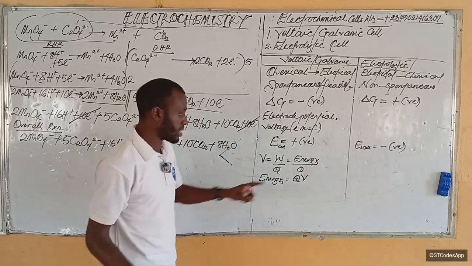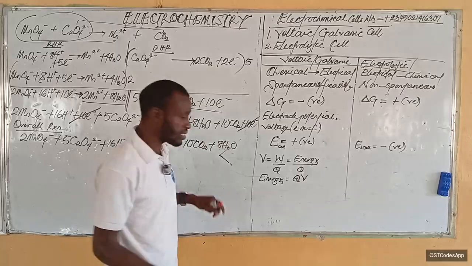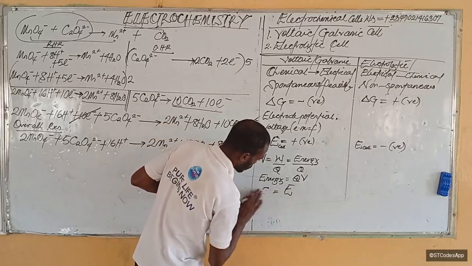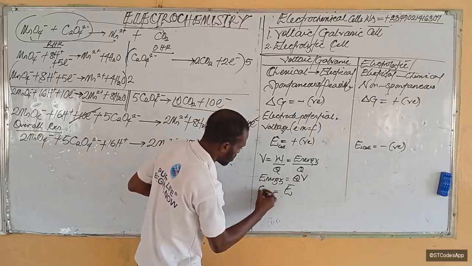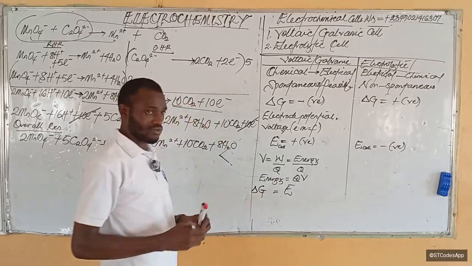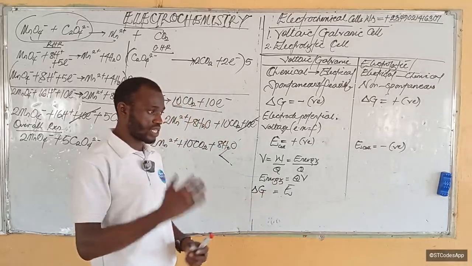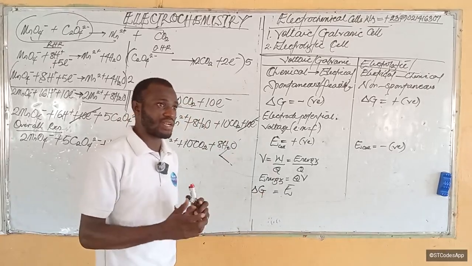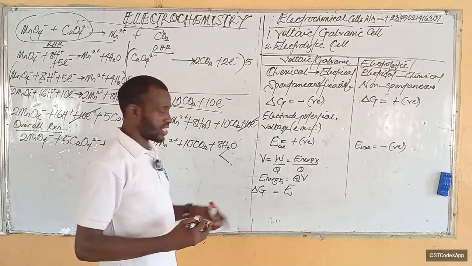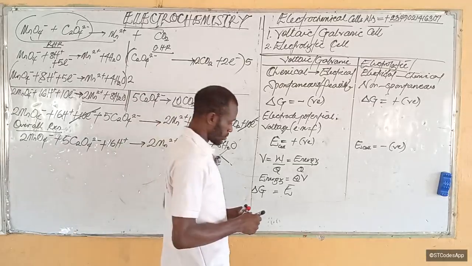Now remember that this V is the same as this E cell. So I'm saying that energy is going to be Q times E cell. Let's change this energy to Gibbs free energy. But we usually use delta G, the change in Gibbs free energy, because it is a relative term. It's usually compared from initial to final. Do you understand? So, it's a state function.